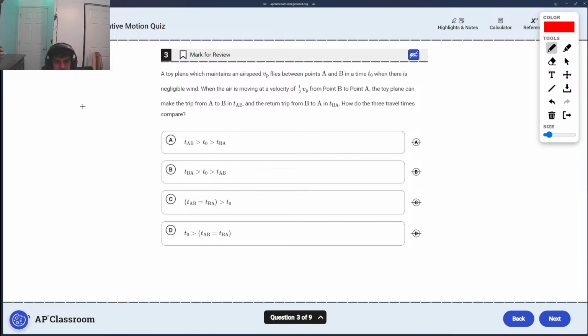A toy plane maintains an airspeed between points A and B with negligible wind. When the air is moving at a velocity of 1/2 V_P, so the air is moving at half the speed of the plane from point B to A, the toy plane can make a trip from A to B in T_A to B. Oh, okay.